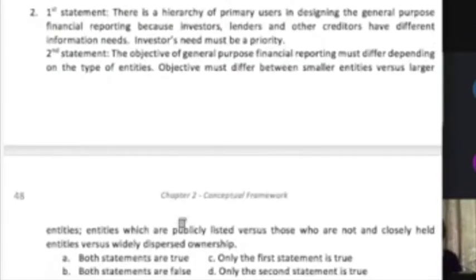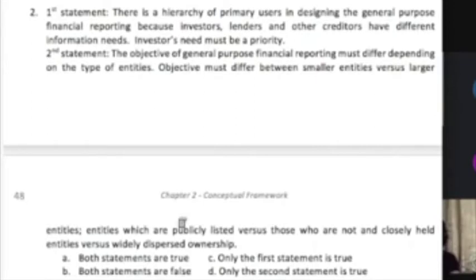There is a hierarchy of primary users in designing the general purpose financial reporting because investors, lenders, and other creditors have different information needs. Investors' needs must be a priority. Second statement. The objective of the general purpose financial reporting must differ depending on the type of entities. Objective must differ between smaller entities versus larger entities. Entities which are publicly listed versus those who are not, and closely held entities versus widely dispersed ownership. So our answer, sir, is B.